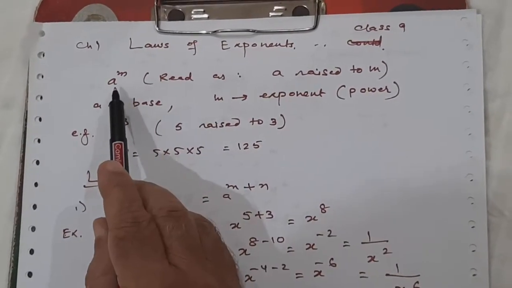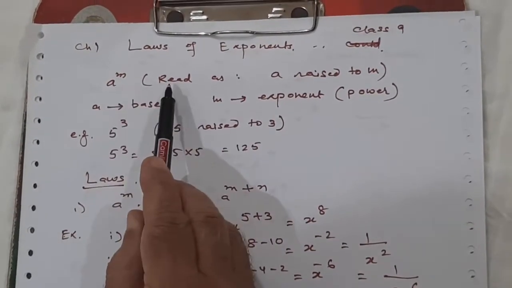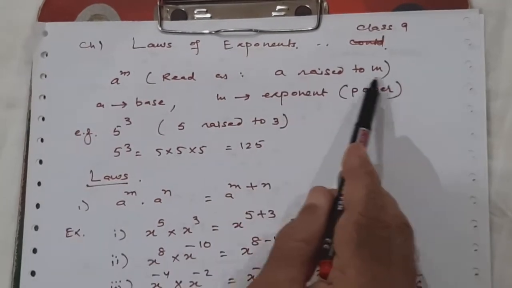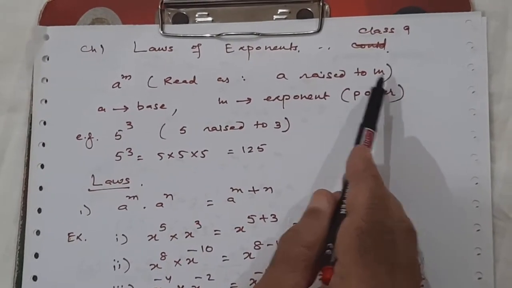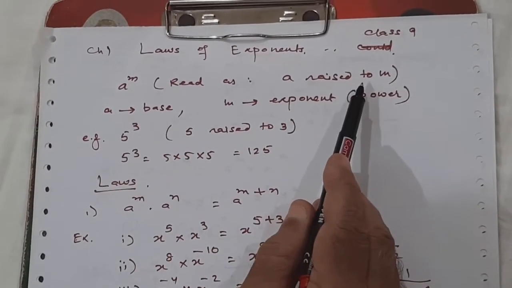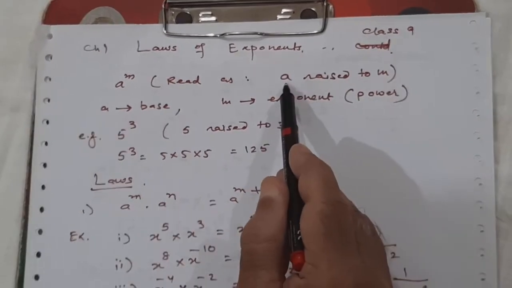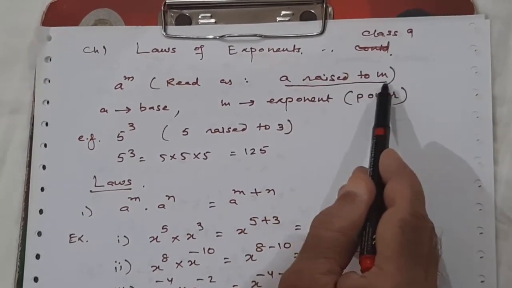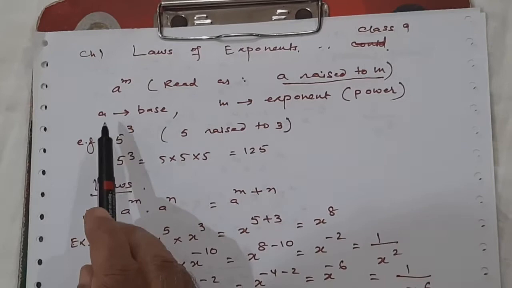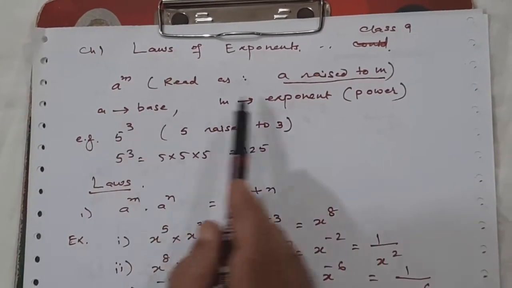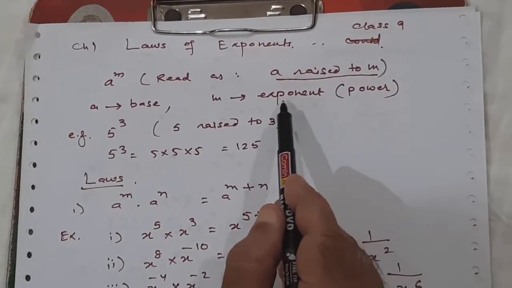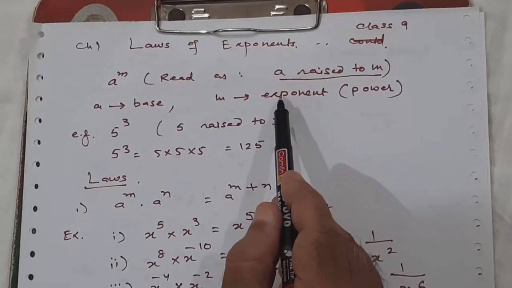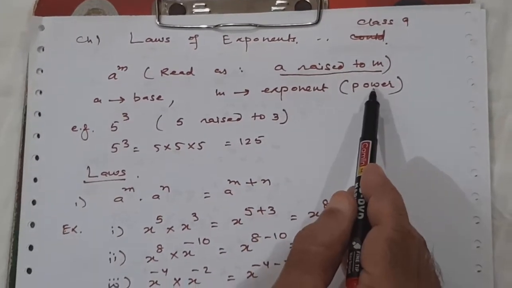a raised to m is read as a raised to m or a to the power m. So this is easy. Here a is called the base and m is called the exponent. Another word for exponent is the power.